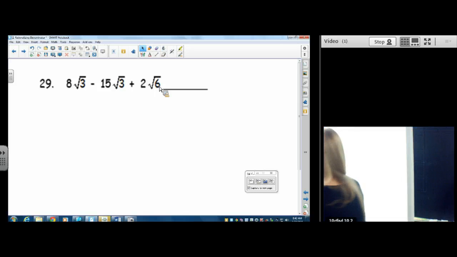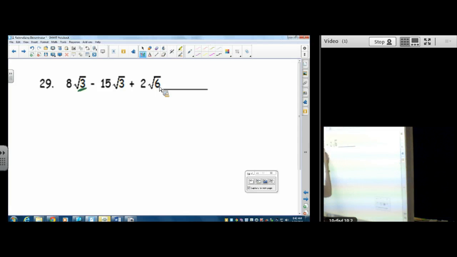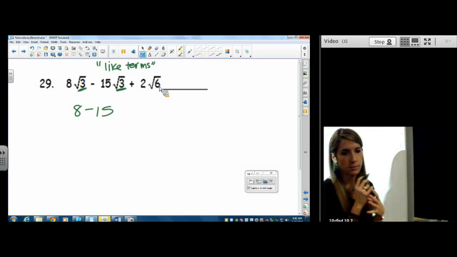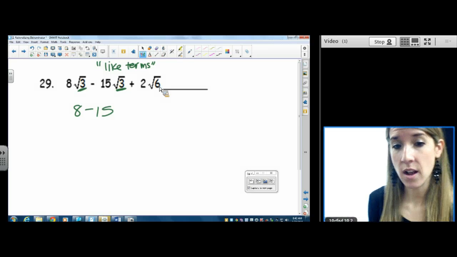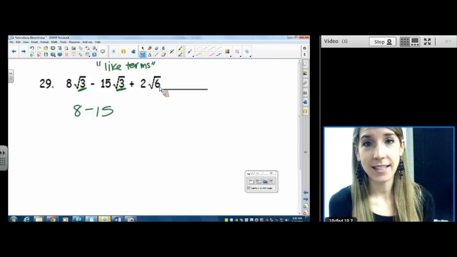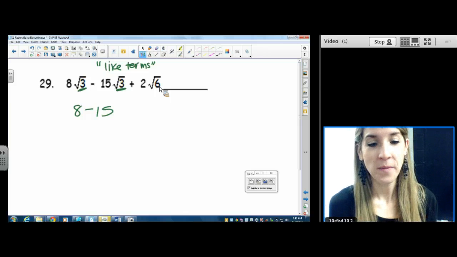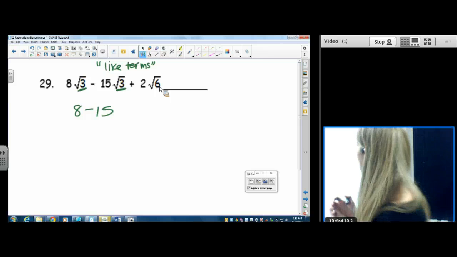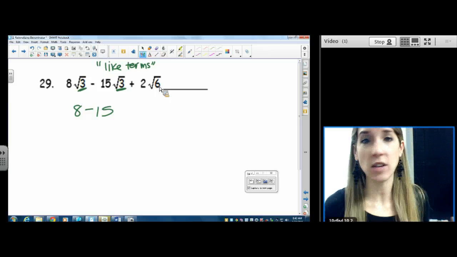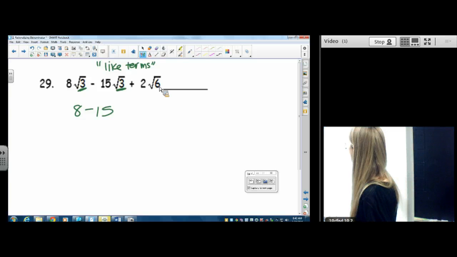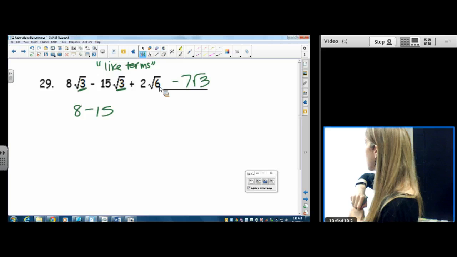Let's take a look at this one. This one is square root 3, and this one is square root 3. These are kind of like terms, kind of. They're the same radical, the same radicand. So, what is 8 minus 15? -7, very good. So if I have 8 cookies, and someone takes 15 cookies away from me, which is impossible, I would have -7 cookies, right? If I have 8 root 3s and someone takes 15 root 3s away from me, I have -7 root 3s. That's how many of them I have.